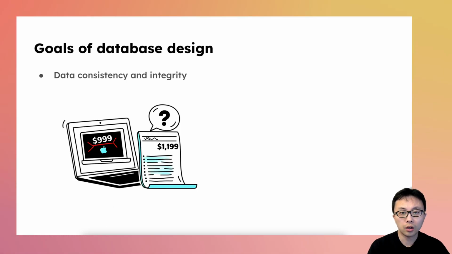Think about when you order a laptop online. The confirmation page shows that the price is $1 short of $1,000, but your email receipt says it's actually $1,199. Issues with data consistency and integrity can instantly break trust and cause confusion, even in something as routine as online shopping.